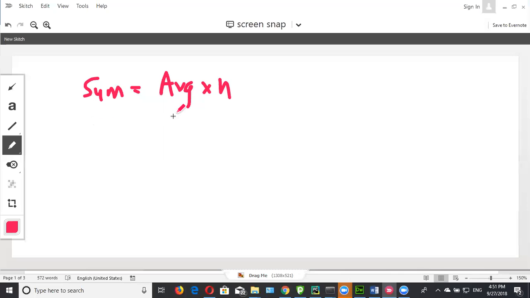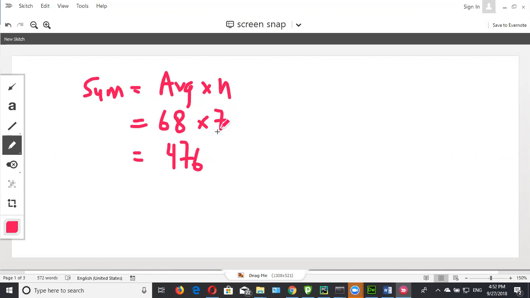In this case, we're given the average length is 68, and the number of items is 7, the number of ropes. So the sum of the lengths will be 68 times 7, which is 476. If you do 7 times 8, that's 56, but the 6 here carries a 5 over. 7 times 6 is 42, plus 5 is 47, so 476.